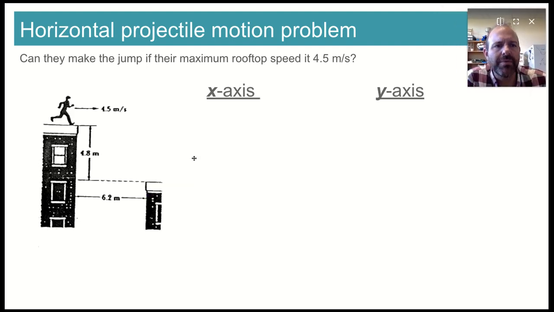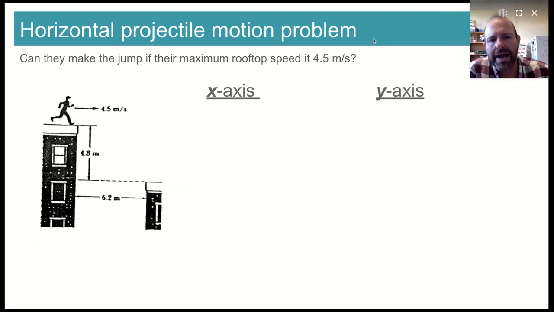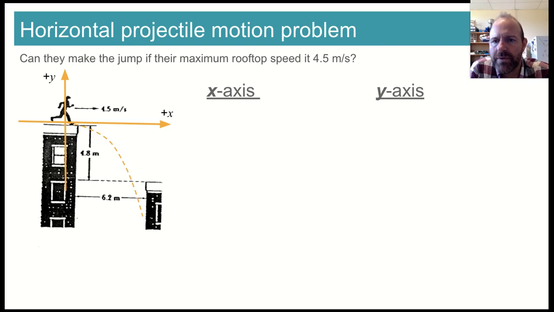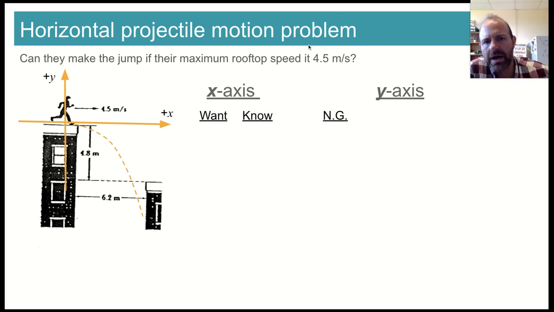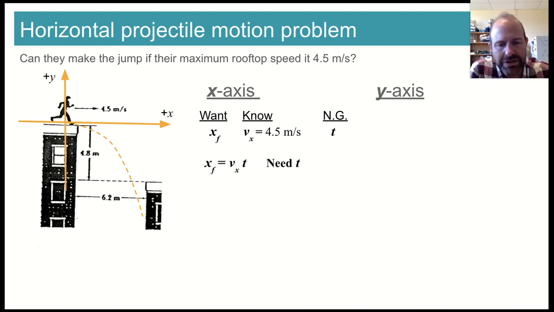So to set this up, we start with our x and y axis information. If we have x positive to the right, y positive up, we have sort of this path that we may or may not make it across. What do we want? What do we know? What are we not given? Well, we want the x final. We know the x velocity. We're not given time. We have an equation that requires time. We only have one equation for horizontal projectile motion in the x direction. So we're going to have to find that time.